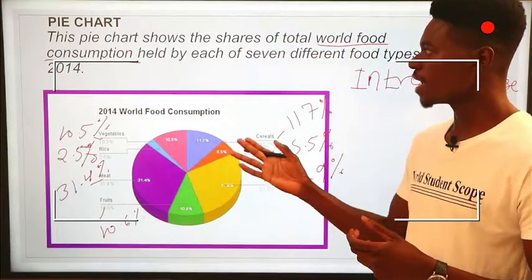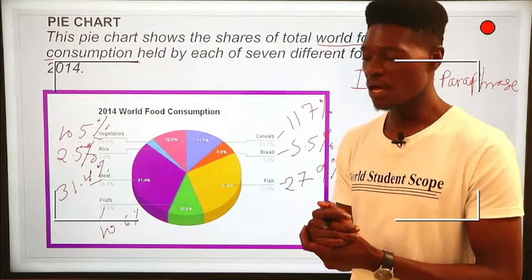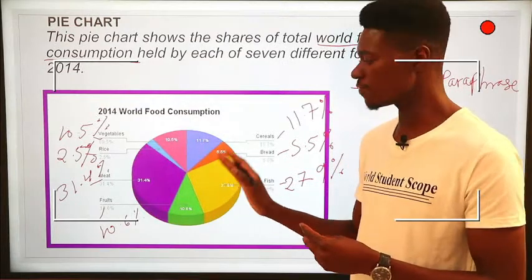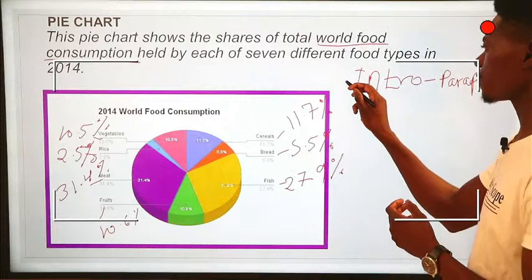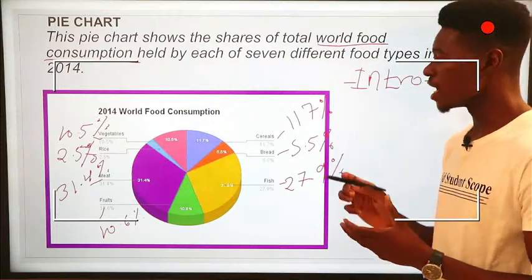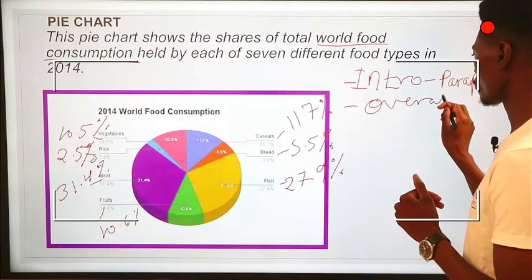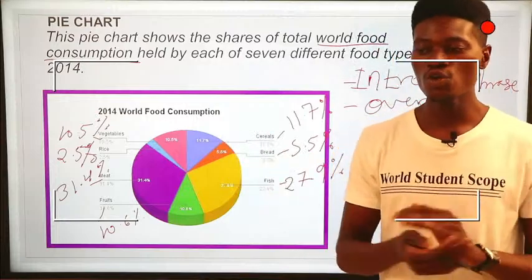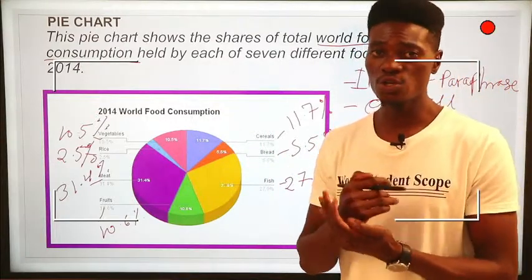Then we have to discuss how it was consumed in 2014 according to the data given, according to the percentage given. So let's take a look. In overall, as I told you, after paraphrasing your question introduction, now we're going to take a look at the overall. You may call it overall, you may call it overview, that's no big deal. They have the same meaning, also the same idea.